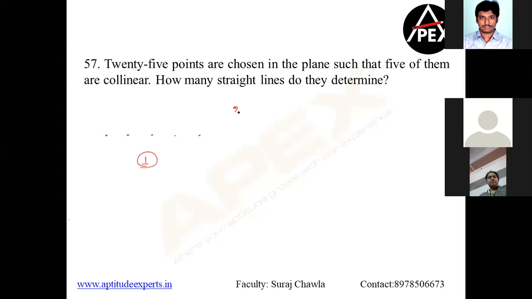Assume all the 25 points are different. So all the lines that can be formed as 25C2. Clear? Now take out all the lines which can be formed with the help of 5 collinear points, that is 5C2, and add only 1. Any doubts with this model? I do not mind explaining you clearly.